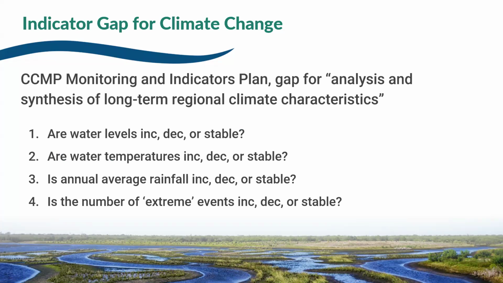How is rainfall changing? How is the number of extreme storm events changing? Are they increasing, decreasing, maintaining stability? This is information that we know is out there, but not synthesized in a readily accessible format. So we wanted to fill that gap.